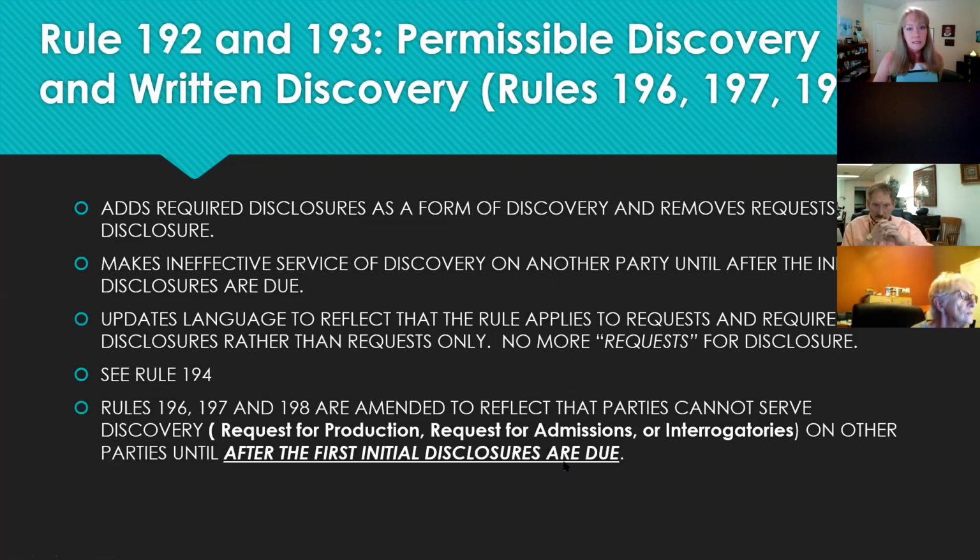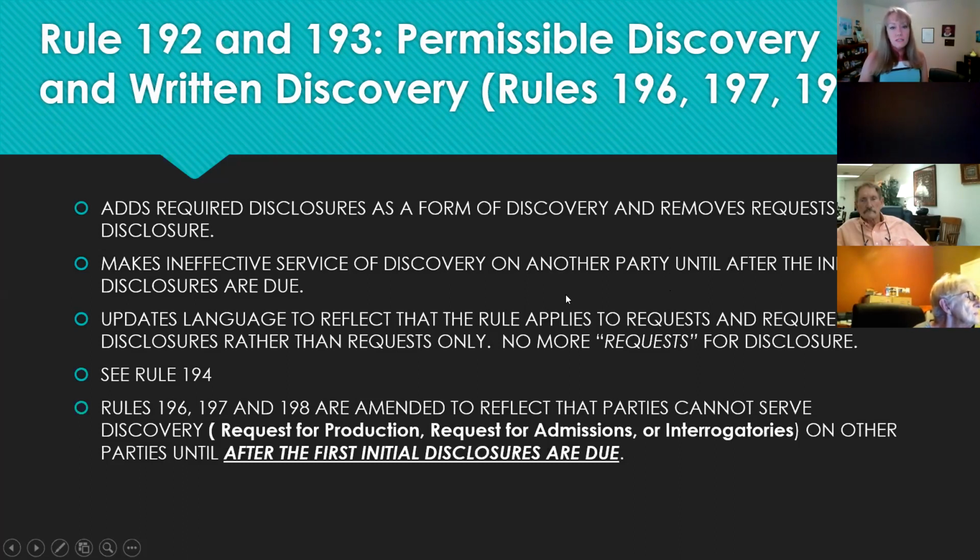Okay, so now we're getting into the meat and potatoes here, the rules of discovery, permissible discovery and written discovery. Now, under the new Rule 194, required disclosures are a form of discovery, and the word required obviously describes what they are. And this removes requests for disclosure. So there are no more requests for disclosure going to go out from our offices. We are going to have to disclose.